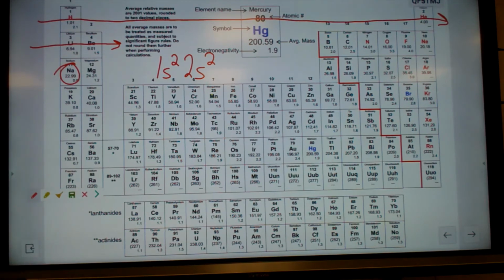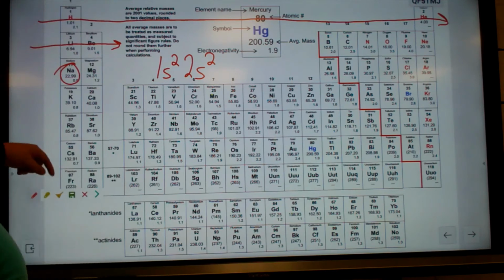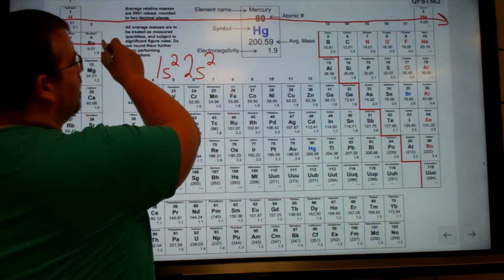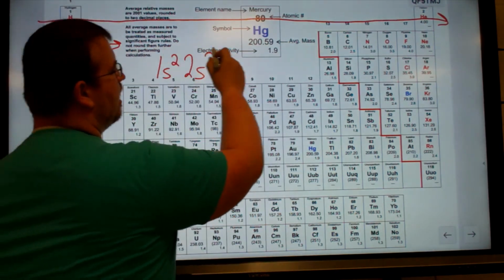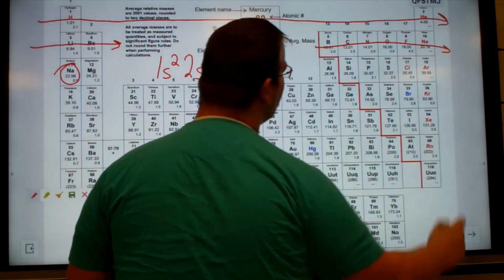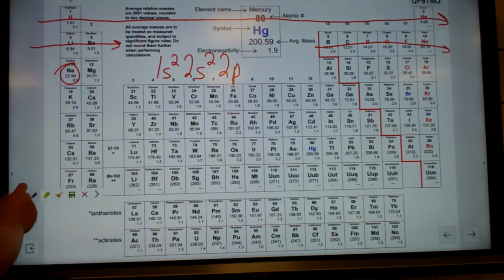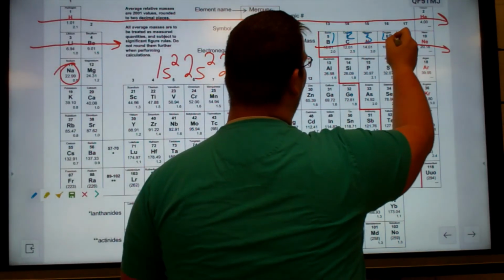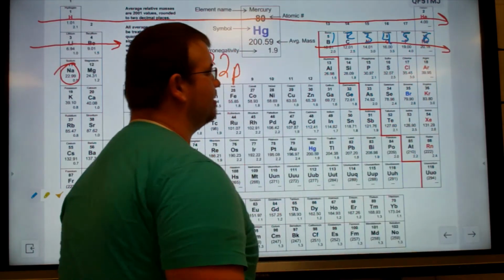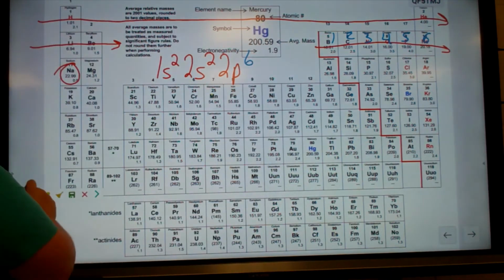Then we go to the P block. Now the P block keeps the same pattern. It takes the number of the row, that's the energy level. So we're still in the second row. So 2P, because second row, and I go through the P block, I still haven't reached my stopping point, so I went all the way through it. So how many electrons are here? There's 1, 2, 3, 4, 5, 6. So I get 2P6.